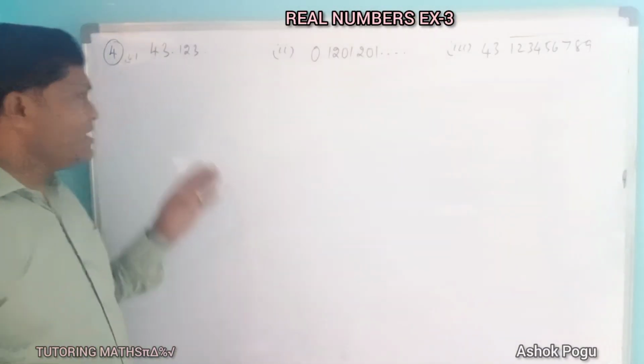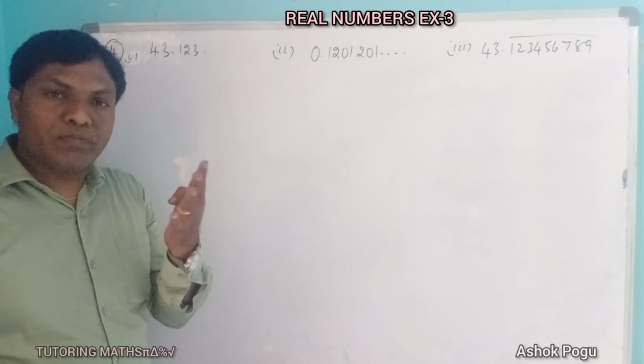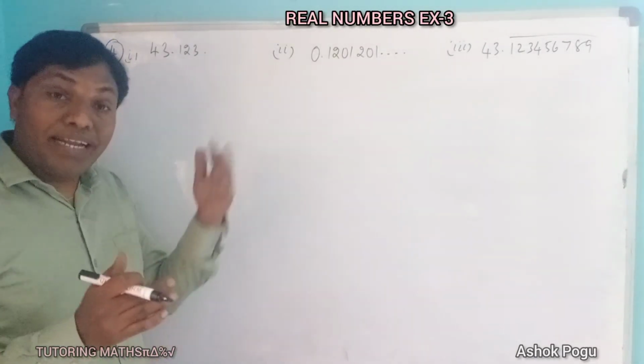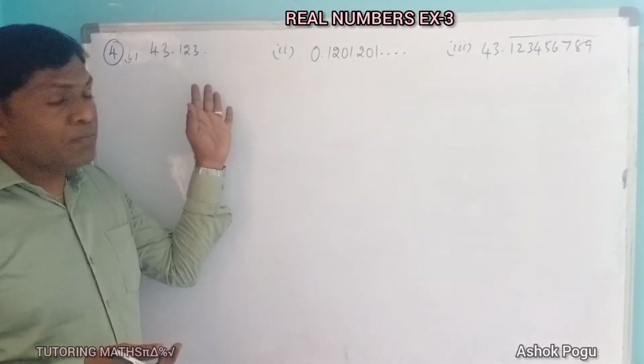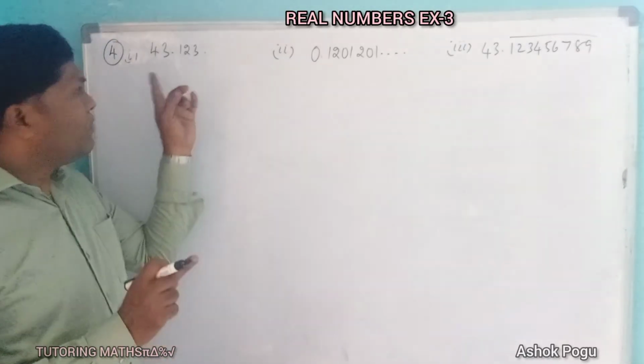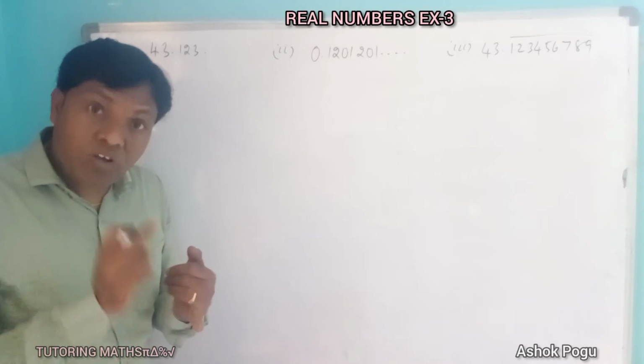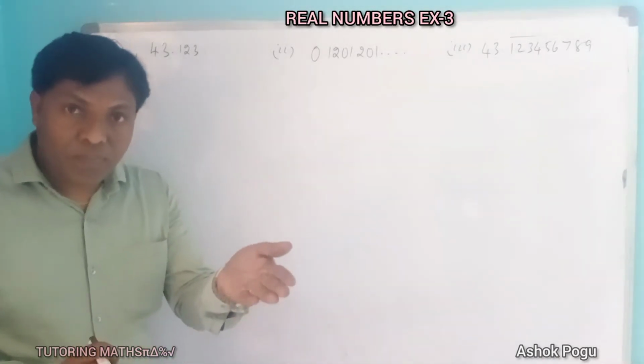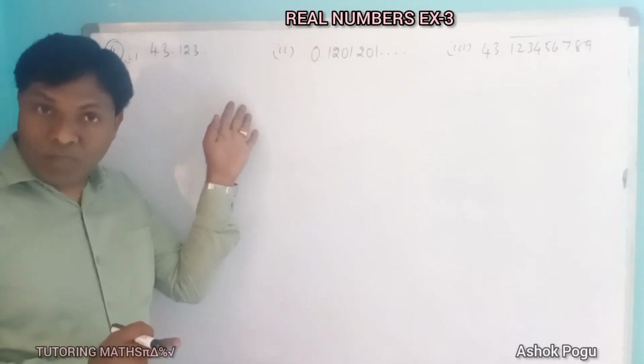Yes, now let's see the fourth bit, which is the last bit of this third exercise. Here they have given some decimal numbers. We have to verify whether these decimal numbers are rational numbers or not. Can we express this decimal in the form of rational? Do they express in rational form or not?